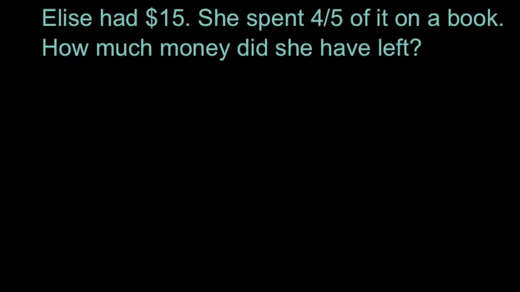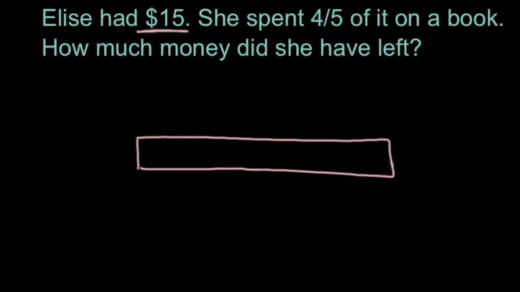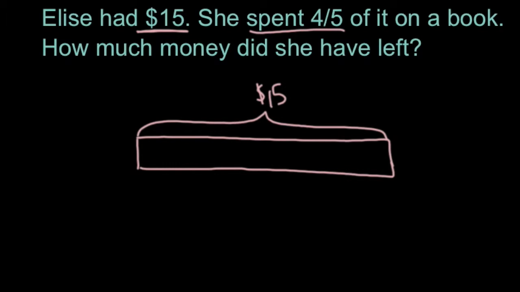Elise had $15. She spent 4/5 of it on a book. How much money did she have left? Well, I know that Elise had $15 in all. So when I draw my whole bar, I'm going to label the whole bar 15. $15.